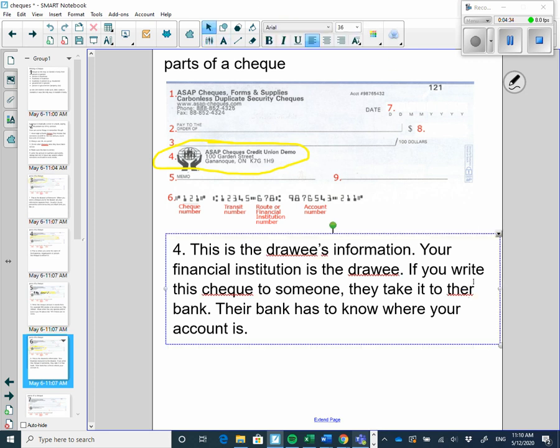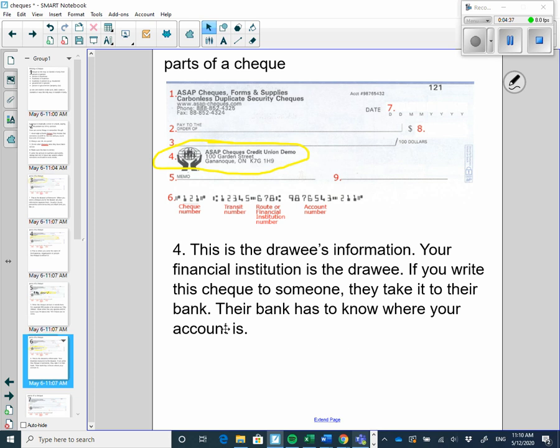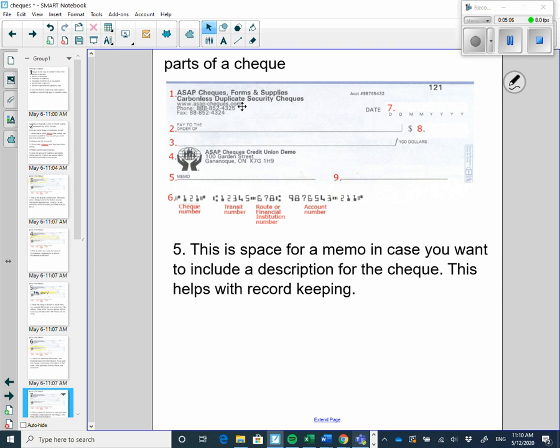They take it to their bank. Their bank has to know where your account is. So for example, let's say I buy a car in, say, Roblin, and I write someone a check and give them the check. When they take that check to their bank, the bank needs to know where my bank is, where my money is, so that they know where to mail it to. So that's why there's an address on there. And then you don't have to worry about that. That's completely pre-done.